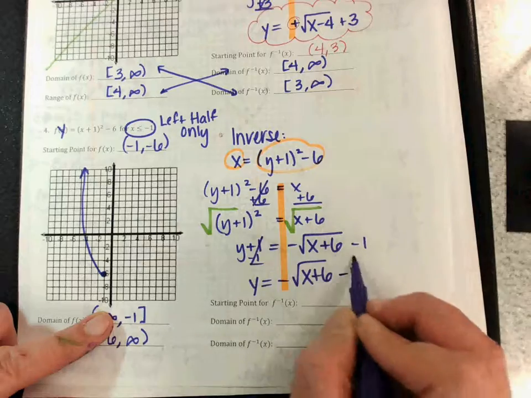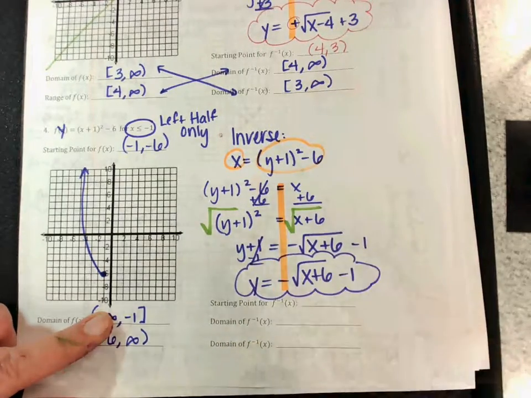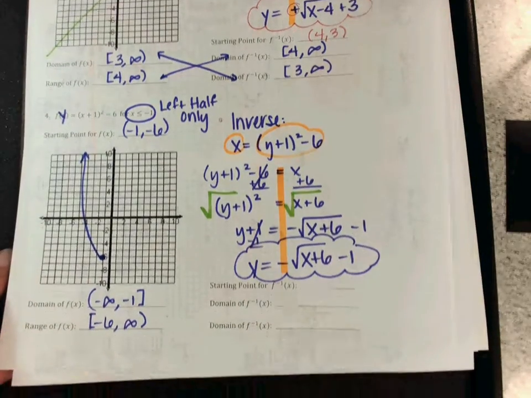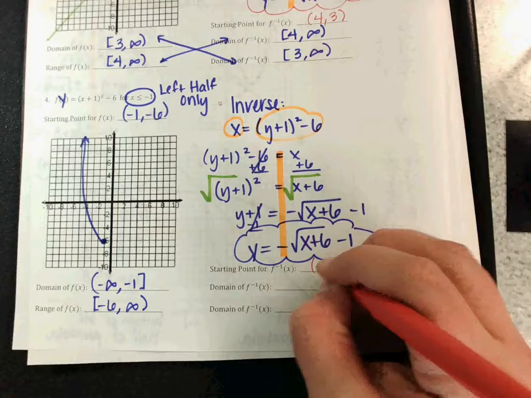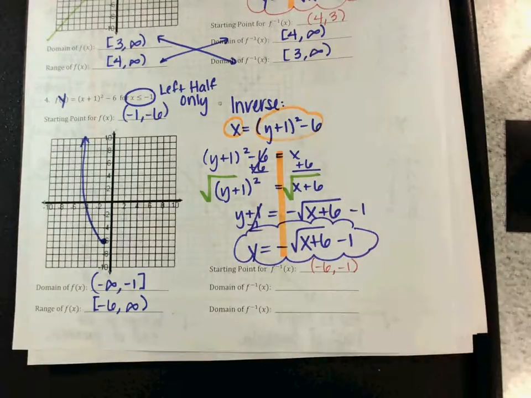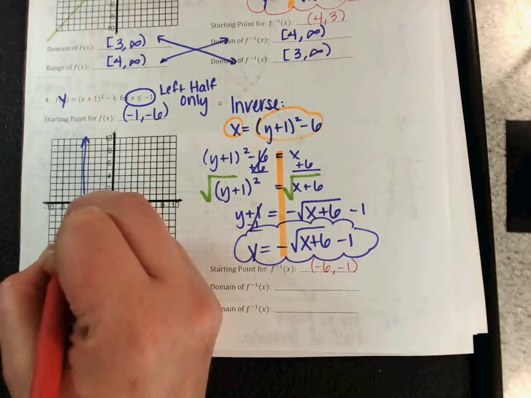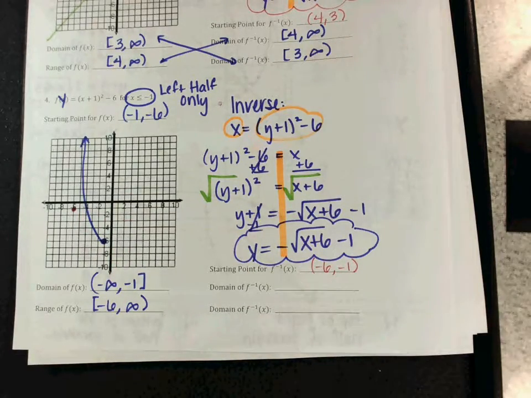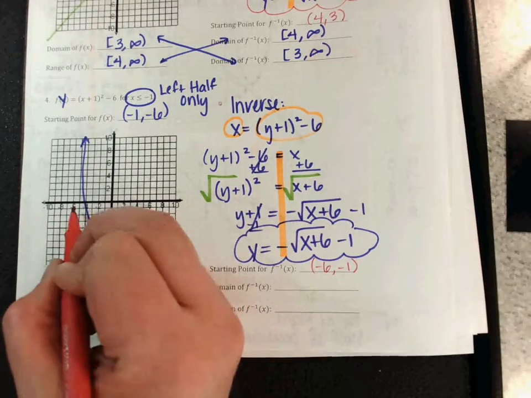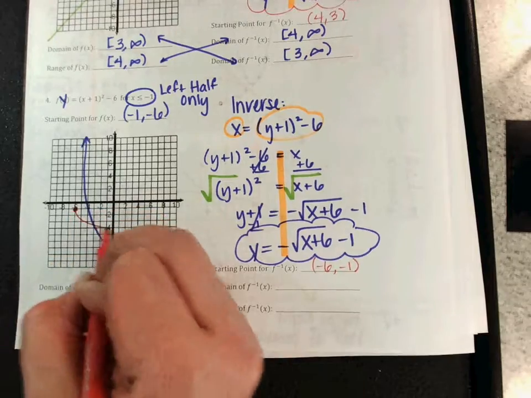Perfect. Okay, and then that we know how to graph from yesterday, right? If that's my equation, where is my start point going to be? -6, -1. Okay, so -6, -1 is back here. And then do I want the top half or the bottom half if I have a negative on it? Okay, I want the bottom half only, so it's going to go like this.